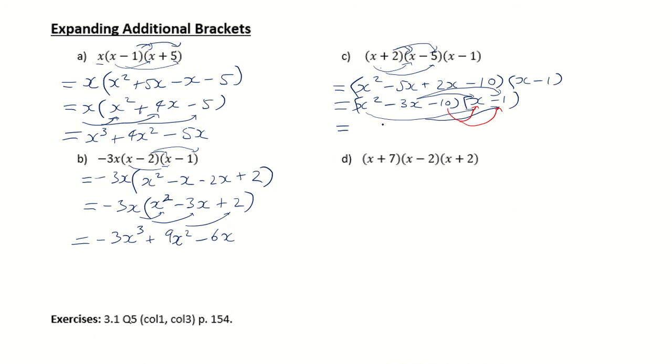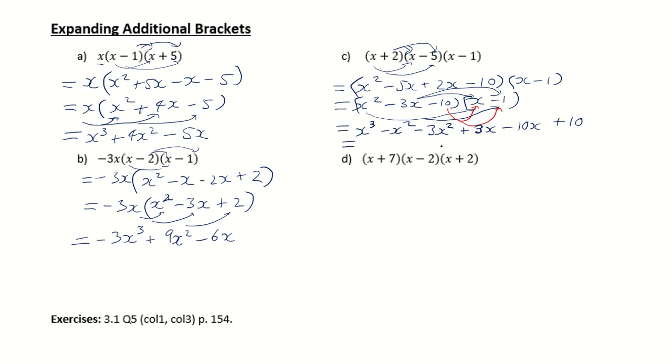So x squared times x is x to the power of 3. x squared times negative 1 is negative x squared. Negative 3x times x is negative 3x squared. Negative 3x times negative 1 is positive 3x. Negative 10 times x is negative 10x. And finally, negative 10 times negative 1 is positive 10.